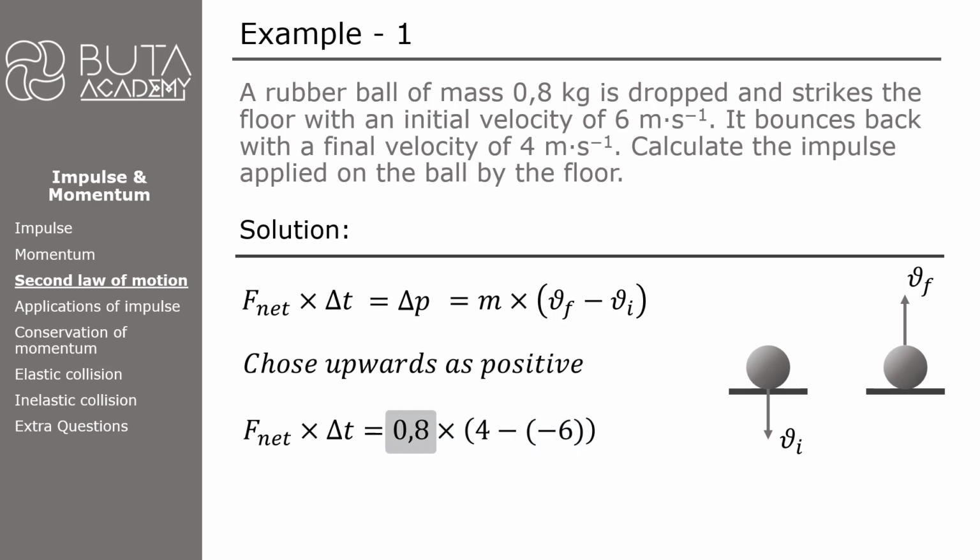The mass of the ball is 0.8 kgs. The impulse of the object is 8 kilograms meters per second. A positive result means the direction of the impulse applied on the ball is upwards.